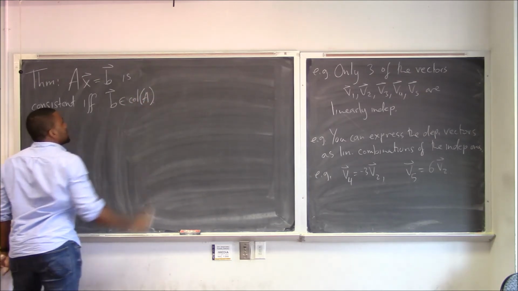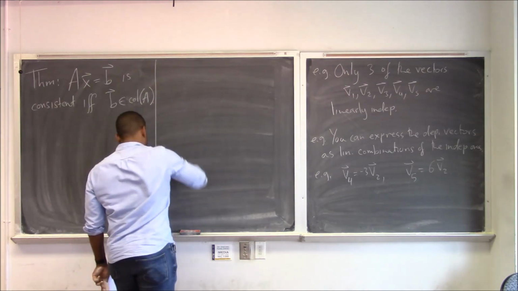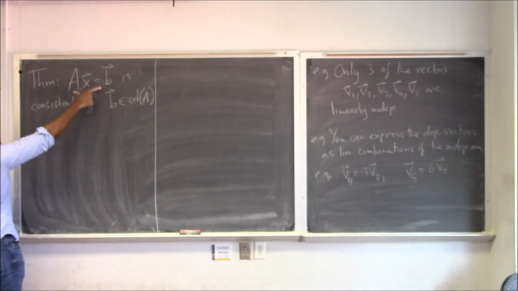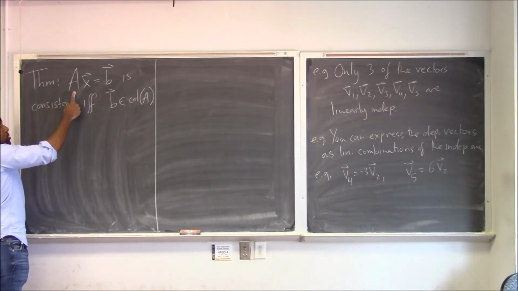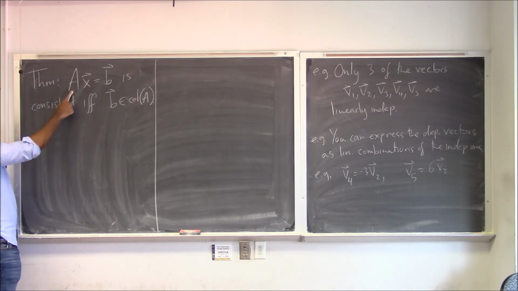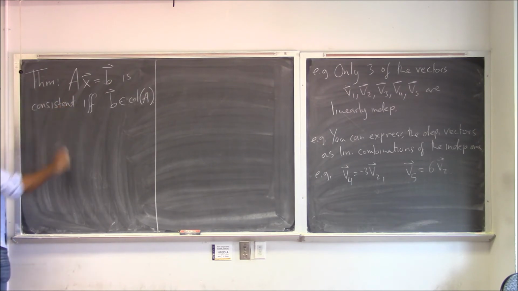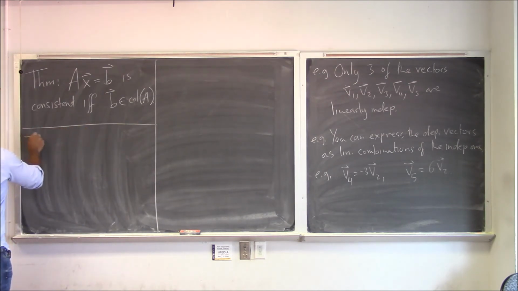AX equals B is consistent if and only if B is in the column space of A. Now we know that this is consistent if and only if the determinant of this guy is non-zero, for example, from the equivalence theorem. But notice that this criteria here would apply even if that guy is not a square matrix and you can't find a determinant and you can't say whether it's invertible or not. This characterization is far more general for knowing when a system will be consistent. That's one thing. There's another theorem.